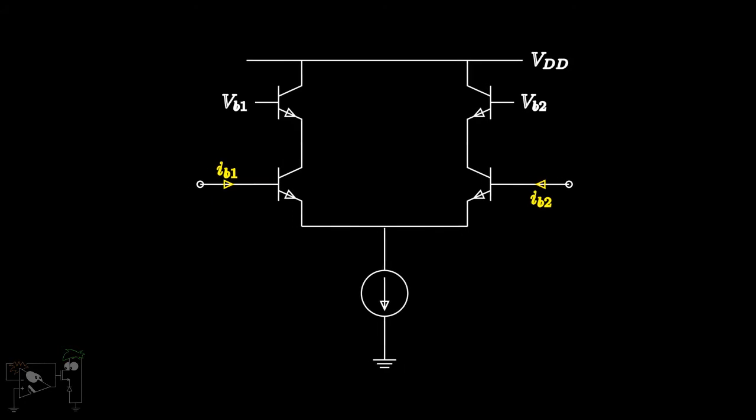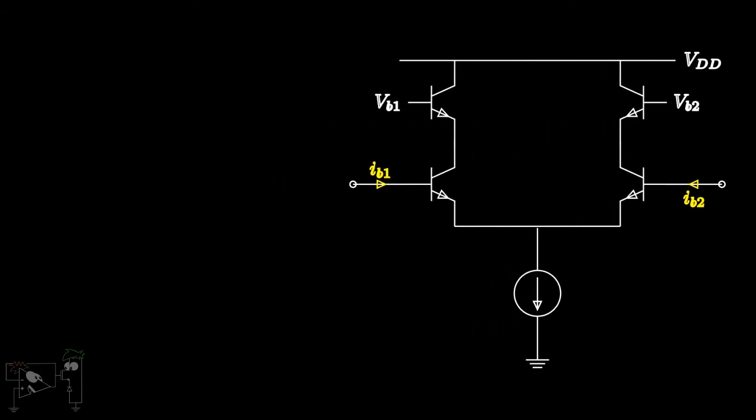Usually in datasheets, a term called the input bias current is defined, which is the average of both the input currents. The direction of IB1 and IB2 depend upon the type of transistor used.